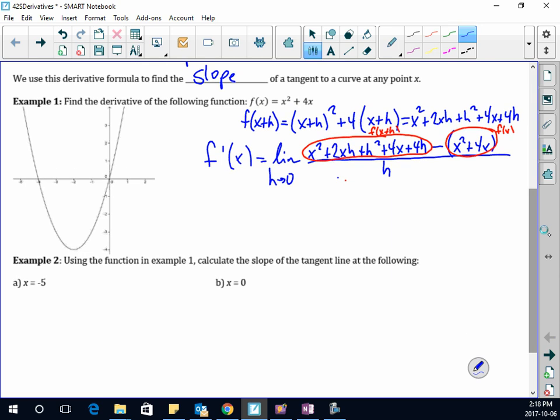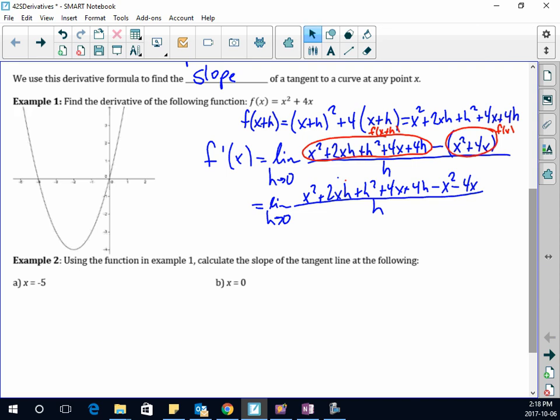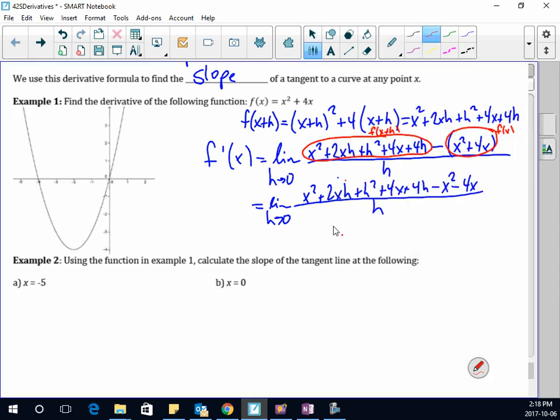Okay. So equals the limit as h goes to 0 of x squared plus 2xh plus h squared plus 4x plus 4h. If you're really good at this, you probably would have done this already. Instead of subtract bracket, you actually just switch the sign. So minus 4x all over h. So what can we cancel here? We can cancel the x squared and we can cancel the 4x. Does everybody see that?